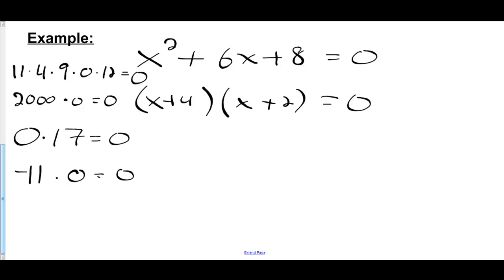So there's something special about 0 when you're using multiplication, right? Isn't there something special about 0 when you're using multiplication? I would say yes. Whenever you multiply something by 0, the result is 0.